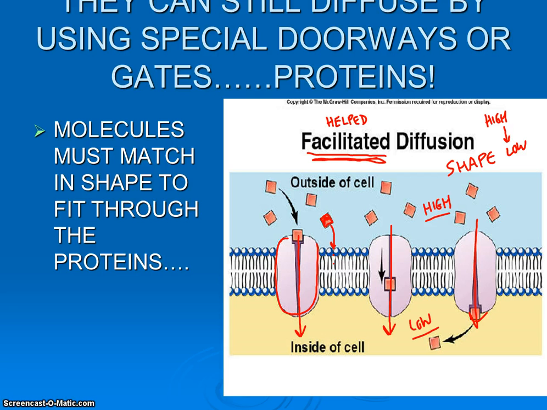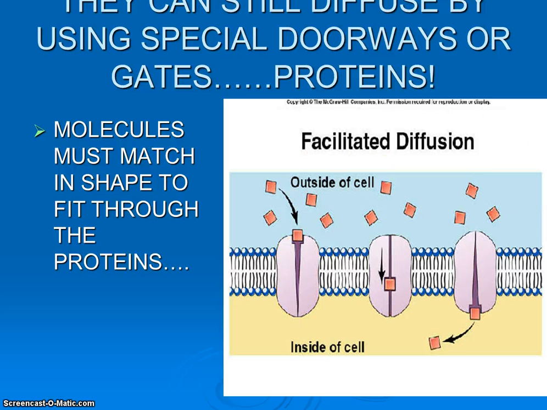Then, for example, like we had just said, this was a glucose molecule. It has to get across the membrane inside the cell. How's it going to do that? It fits through these special proteins. That's nice, that we have these helper proteins there.